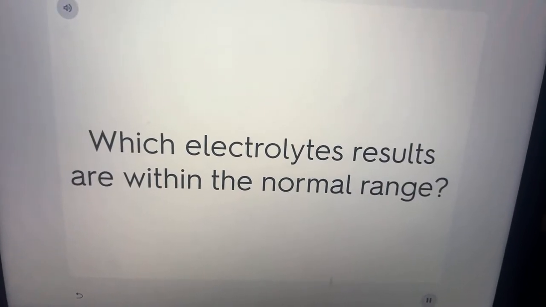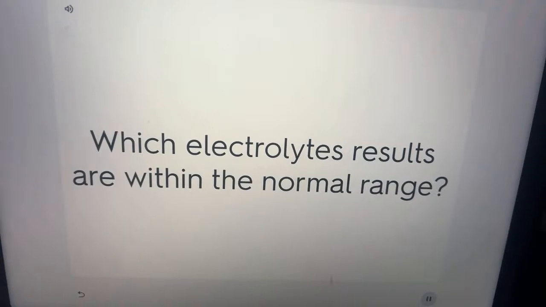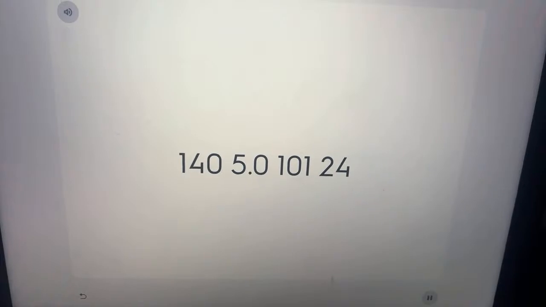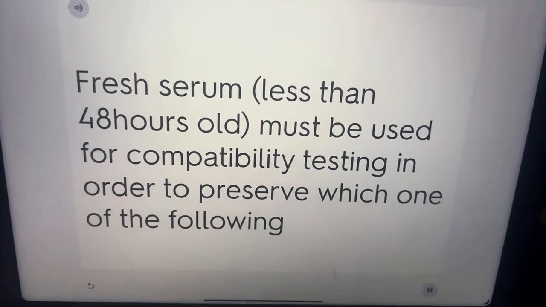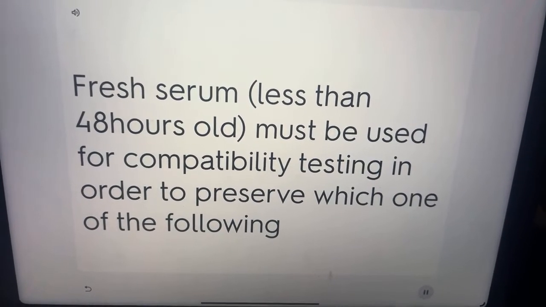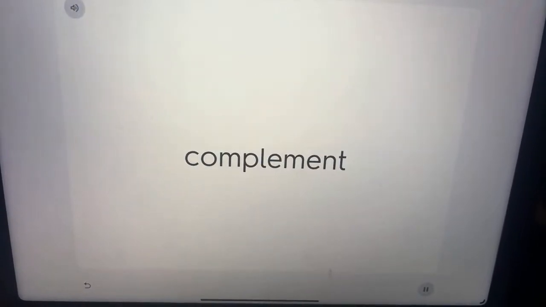Which electrolyte results are within the normal range? 145.0, 100, 124. Fresh serum must be used for compatibility testing in order to preserve which one of the following? Complement.